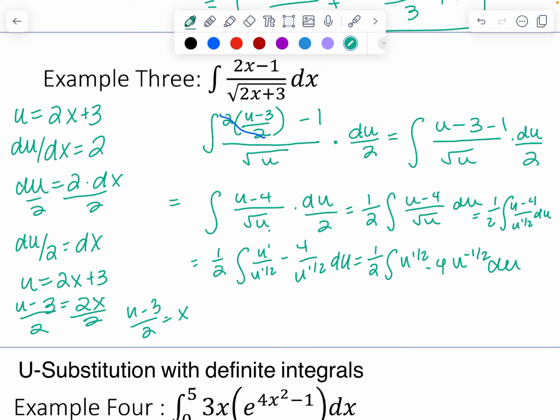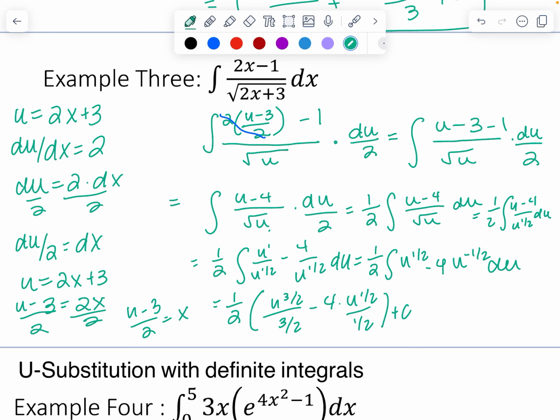And so I'm going to go ahead and take the antiderivative of all of these. So this will be u to the 3/2 over 3/2 minus 4 times u. So if I add 1 to this, that'll be u to the 1/2 over 1/2. And then again, obviously we do plus c. This is just looking ugly.